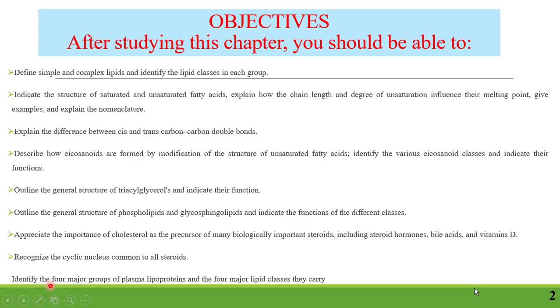And in the last part of this session we talk about the four major groups of plasma lipoprotein and the four major lipid classes which they carry. And at the end of class we summarize all of the topics which we talked about.